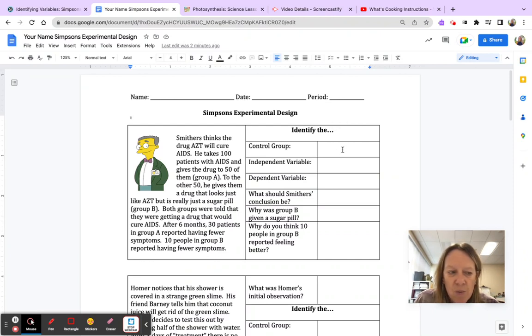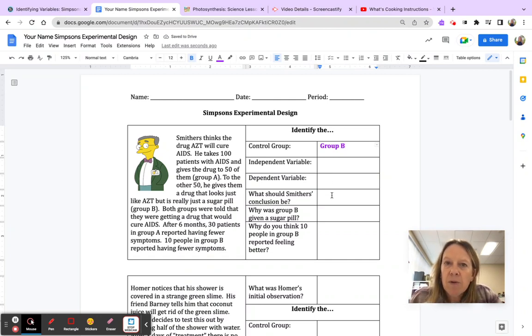All right. So what is our control group? Well, the control group, if you guys remember from our notes, and you should have your experimental variable notes out right now, the ones we did on the blue paper with the diamond, is going to be the one that doesn't receive the treatment. So this is going to be Group B.